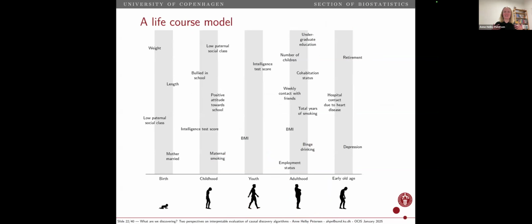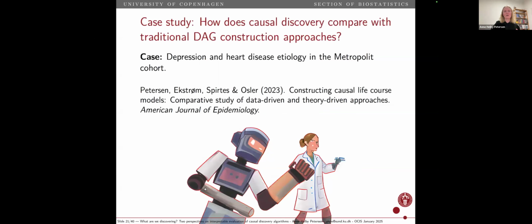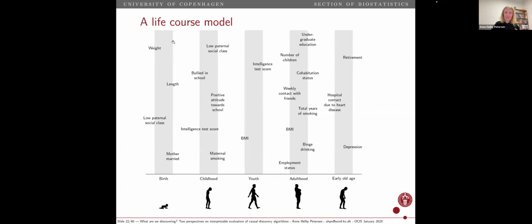So just to show you how the data structure is here, we have different periods of time where we measure different things. Across the lifespan, we have some information from when the men were born, childhood, youth, adulthood, and early old age. And then what we want to do is construct a graph for this. So we want to add some edges at reasonable places to understand how the causal flow is.